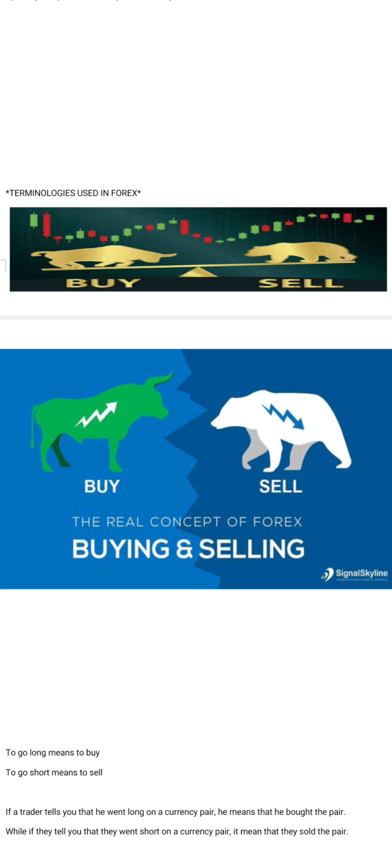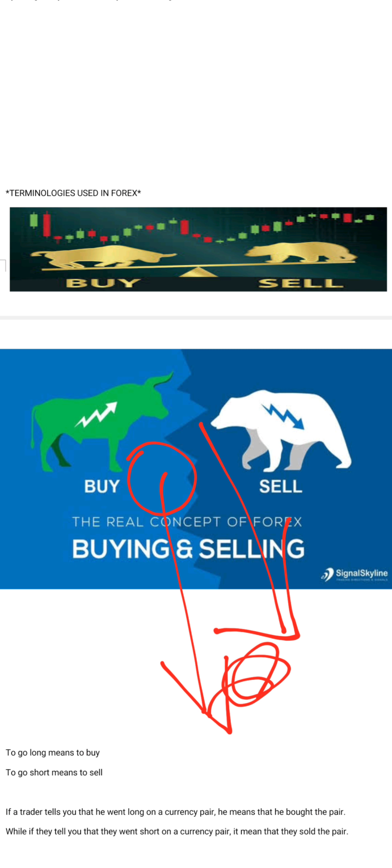In forex, when we say we are going long, it means we want to buy, and to buy in forex means to go up. That's when we say the price is going up, right? Then to go short means we are trying to sell. That's to say the price of a currency or a commodity is going down. That's what a sell means.